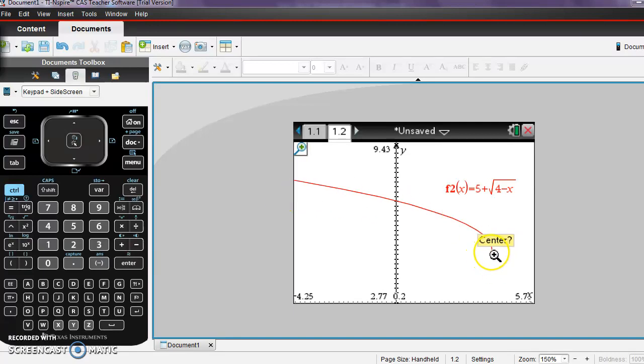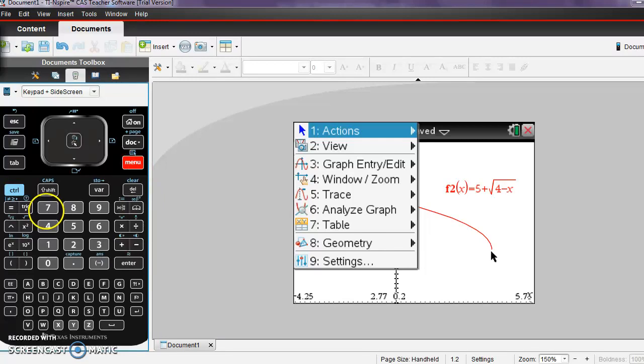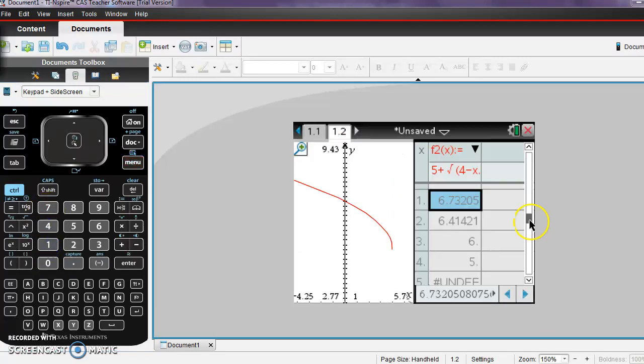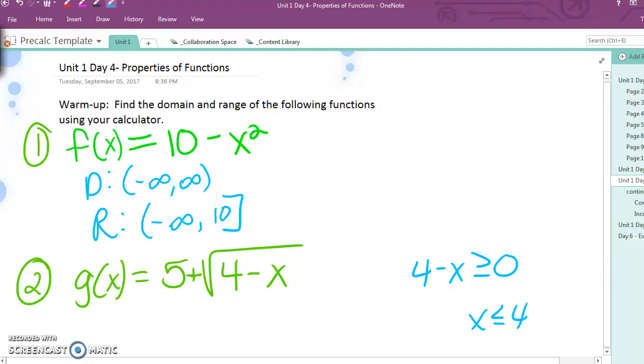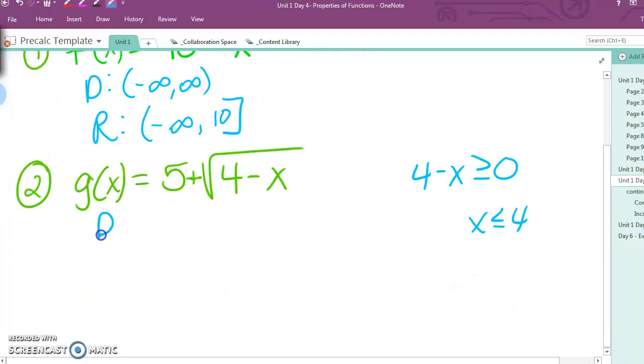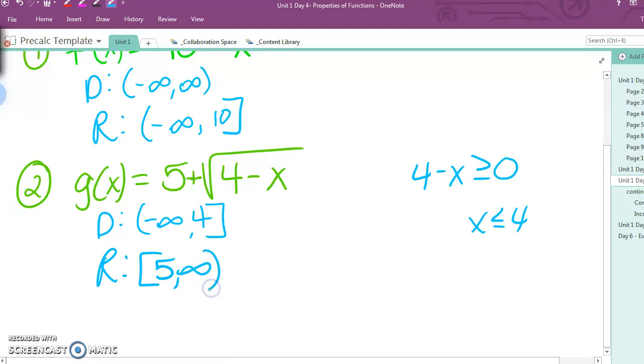Now the range, well, what's that y value? If I'm not sure, I can go to the table and look at that. At 4, that y value is 5. So I start at 5 and it goes up. We're looking up and down, so that goes to positive infinity. So the domain is from negative infinity to positive 4, and that 4 is included, and the range is from 5 up to infinity. Alright, so that was just a little review.